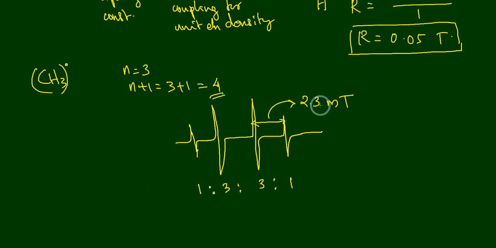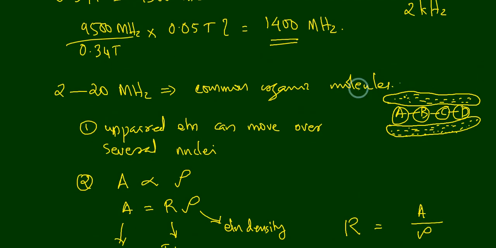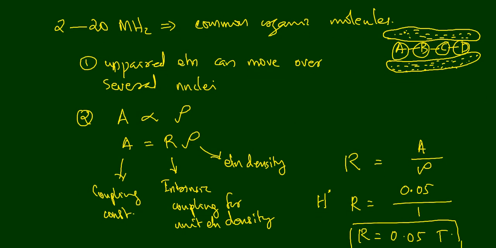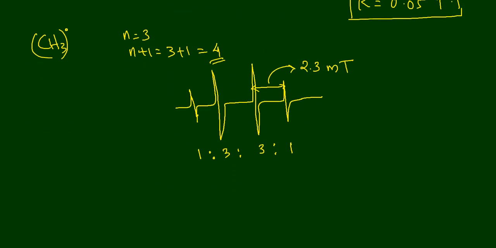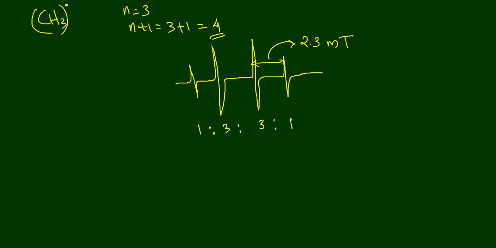That is what we already learned a couple of minutes ago. It means that most common organic molecules will have a much smaller coupling constant compared to the hydrogen atom. Now you see that just by an example. So this is 2.3 millitesla, and therefore we can calculate the electron density from this. Let us calculate the electron density.